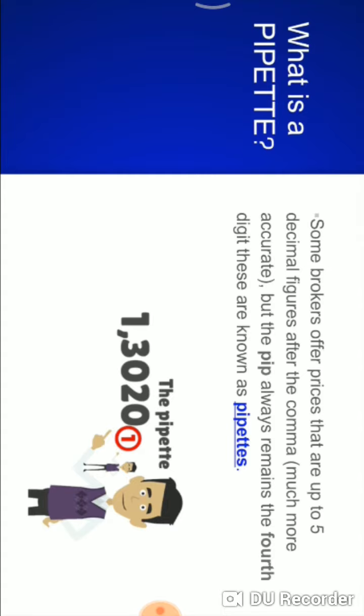I did have to mention the pipette. Some brokers offer prices that are up to 5 decimal figures after the comma. It's more accurate, so they say. Really, what I say is it really just gets in your way and makes you confused about the 5th digit. So in this picture, you see 1.3020, and that 1 is the pipette.